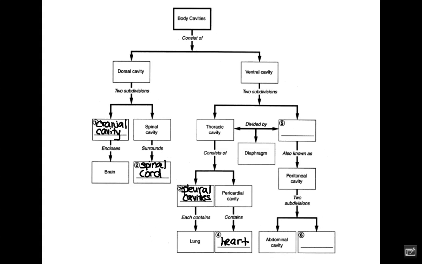Moving back up, kind of to the other side, the thoracic cavity is divided from another ventral cavity by the diaphragm, and that is the abdominal pelvic cavity. And this sometimes is also known as the peritoneal cavity, and there are two subdivisions, the abdominal cavity and the pelvic cavity. So this now completes our Unit 1 notes.